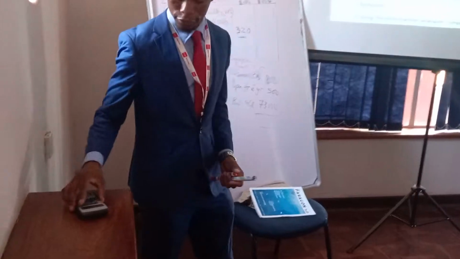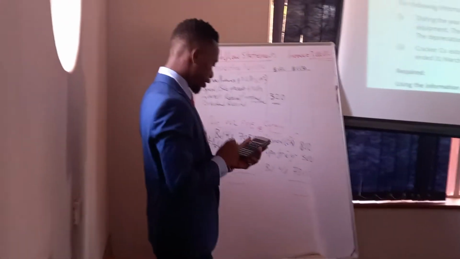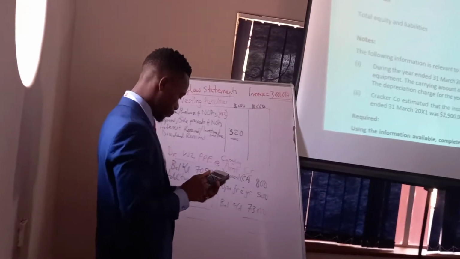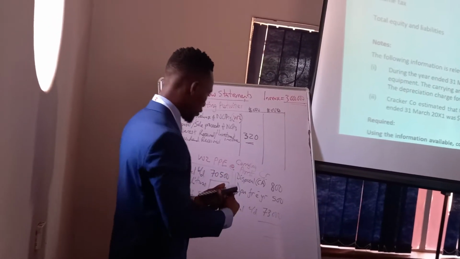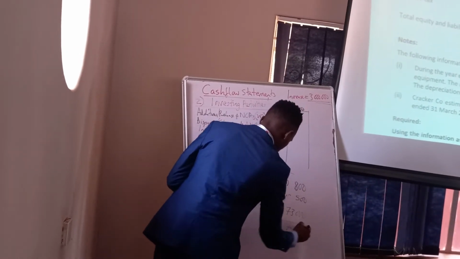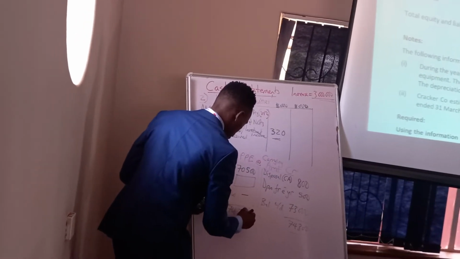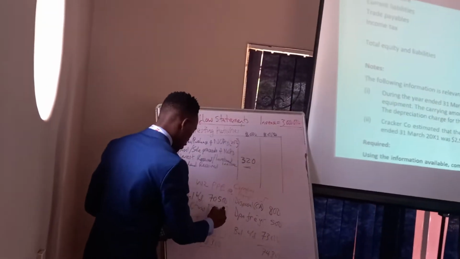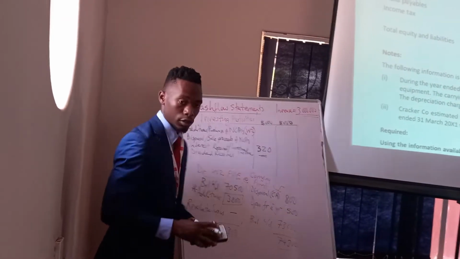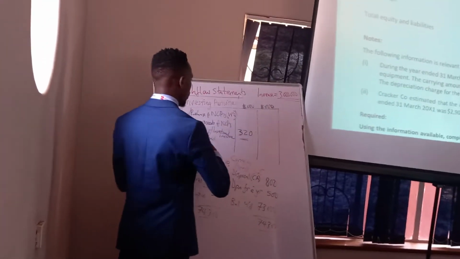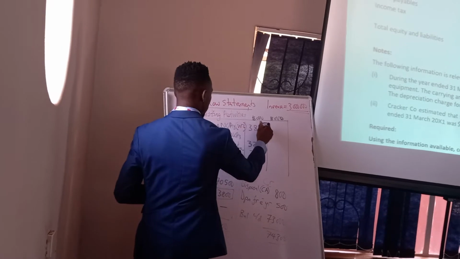Then you close off, you balance off. 800 plus 500 plus 73,000. I'm getting 74,300. The difference would be 3,800. So the assets that were acquired during the year is 3,800.